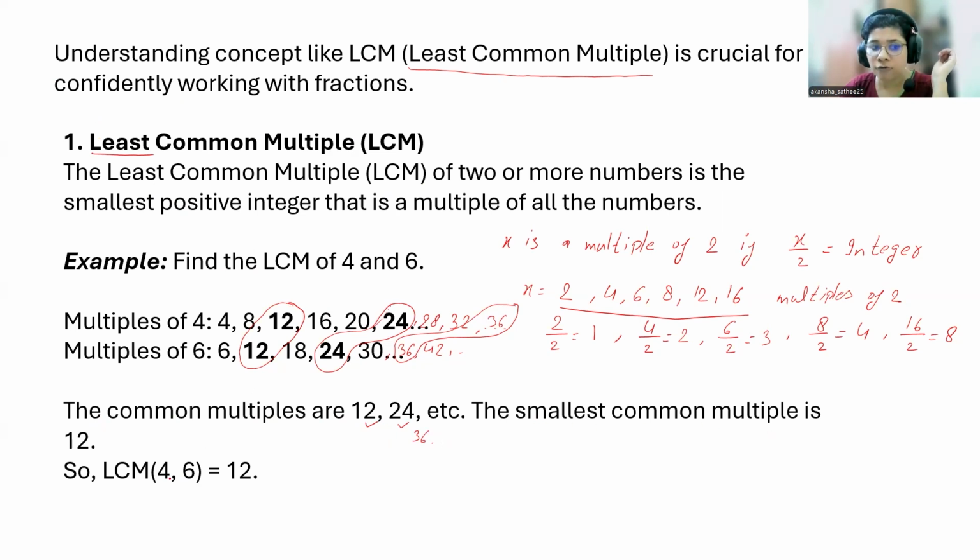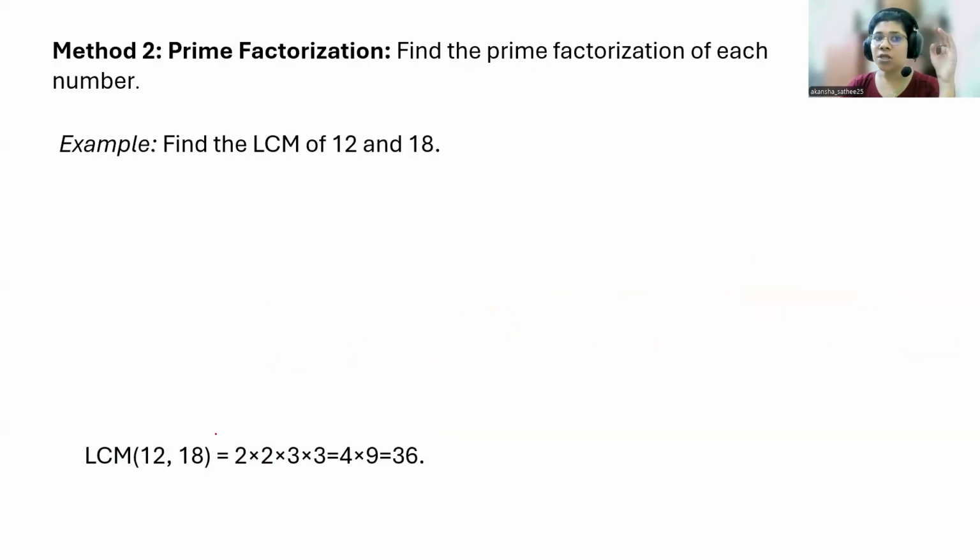So the LCM of 4 and 6 is 12. Is that okay? So you just write the multiples of 4, the multiples of 6 and look for the smallest common one, and that smallest one is the LCM of the numbers. Let's see another method. The second method is to find the prime factorization of each of the numbers. So what does it mean? Let me do this problem so that it will be clear for you.